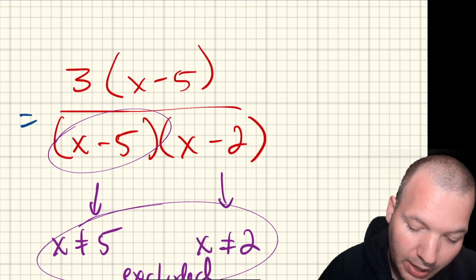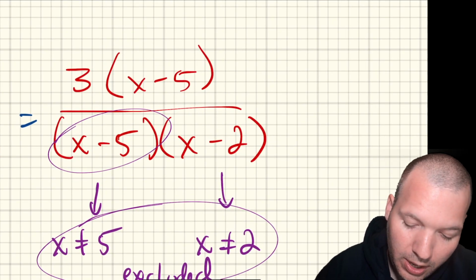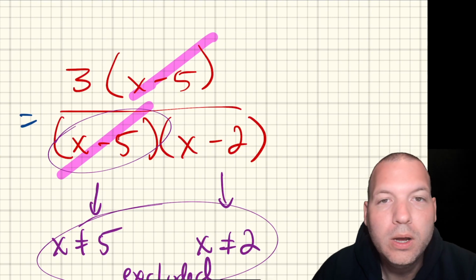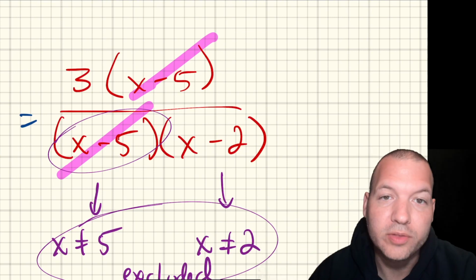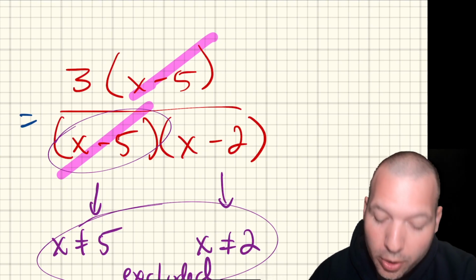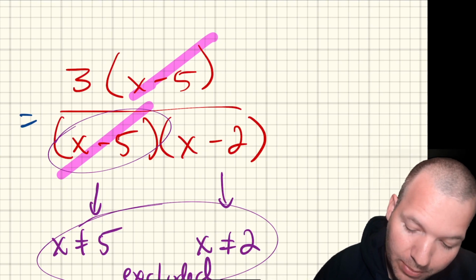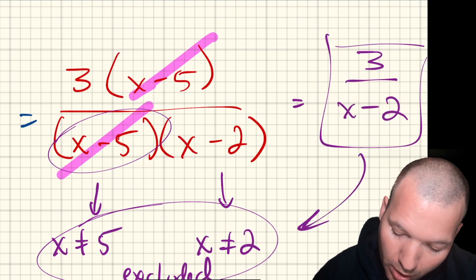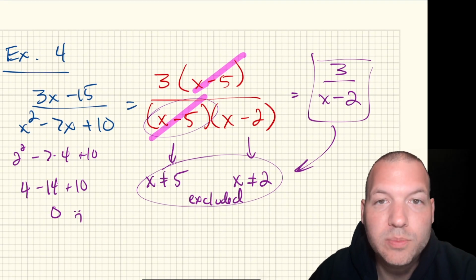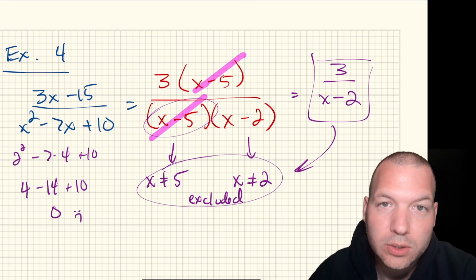Now that we've done that, come back to the expression and realize, oh, wow, those x minus 5s as a whole factor are the same top and bottom. So those we can get rid of. And that means that the simplified expression here is 3 over x minus 2, presuming you don't let x be 5 and you don't let x be 2.